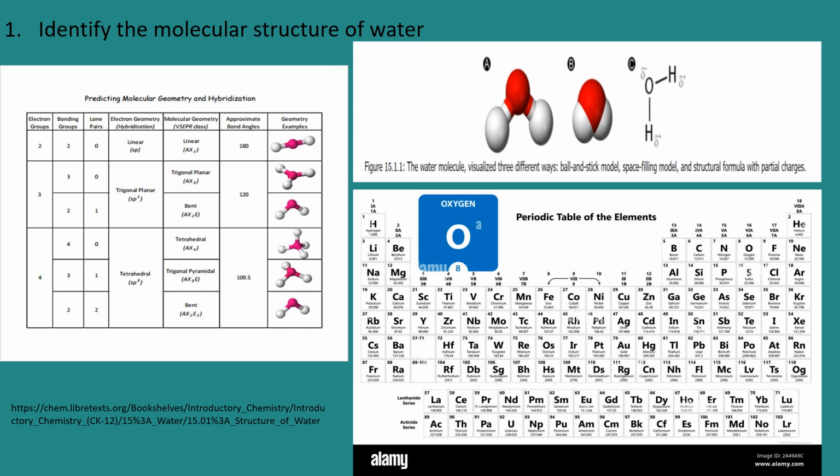When you count the bonding groups, since oxygen forms 2 covalent bonds with hydrogen, we have 2 bonding groups. And for the lone pairs, from the original number of 6 minus 4, we are left with 2 electrons, which pertains to the one lone pair of electrons. So 2 and 1. In terms of electron geometry or hybridization, it is called trigonal planar for water. For the molecular geometry, we count the bonding groups and the lone pair, A pertaining to the central atom, X for the bonding groups, since it's 2, and 1 lone pair. So the molecular geometry of water is called a bent structure.